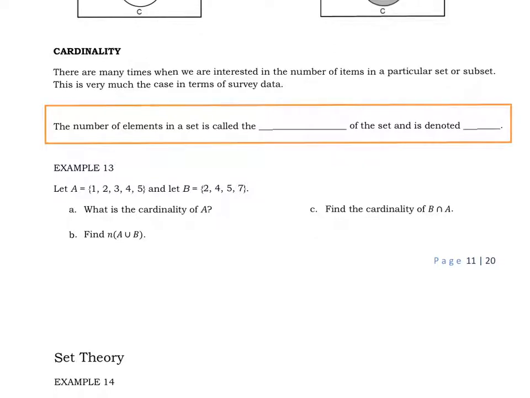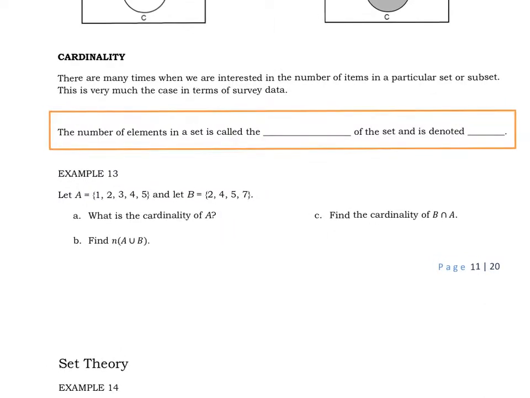The final topic in our set theory unit is the topic of cardinality. Cardinality is the term for the number of elements in a particular set. So cardinality is when we're going to count how many items are in there. It's not so much about knowing what every specific one is as it is counting.